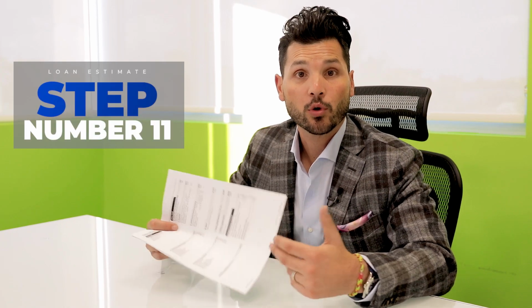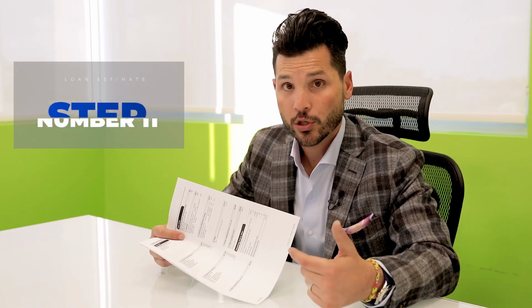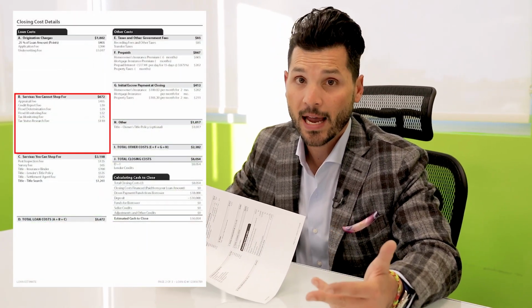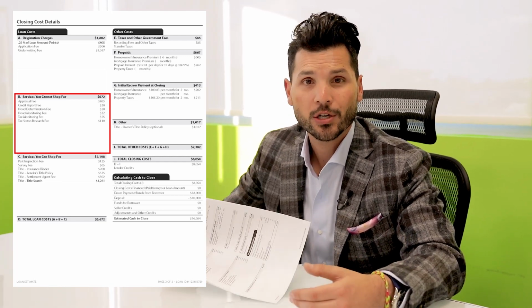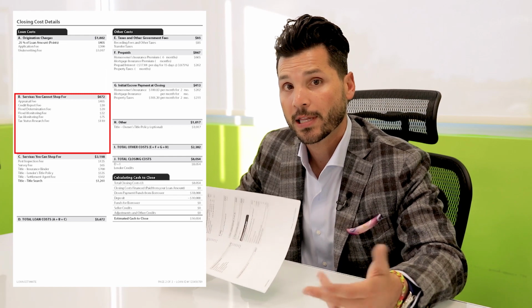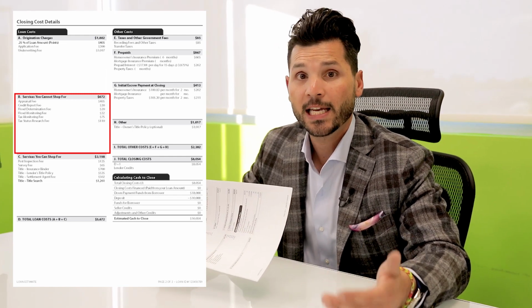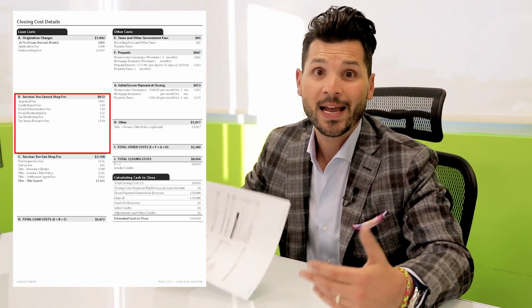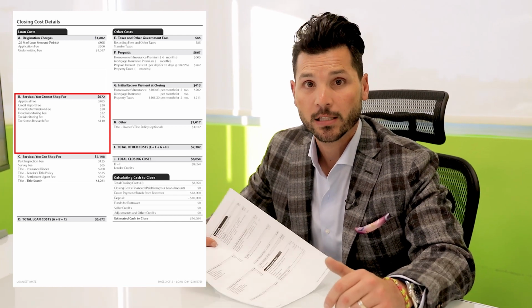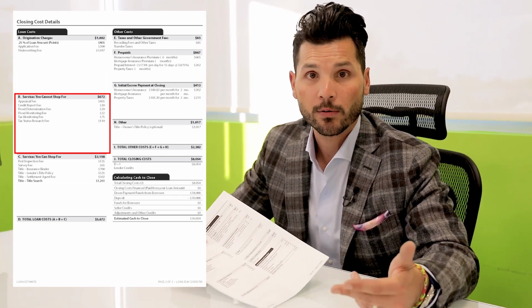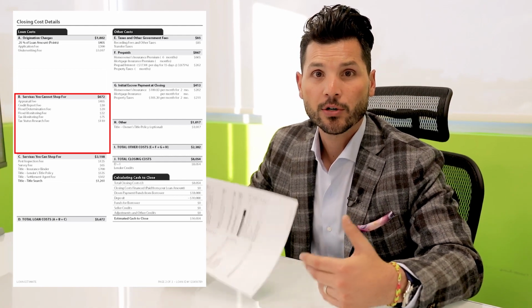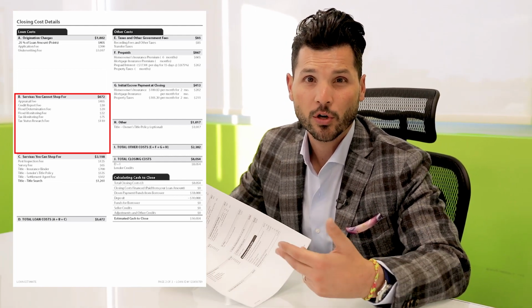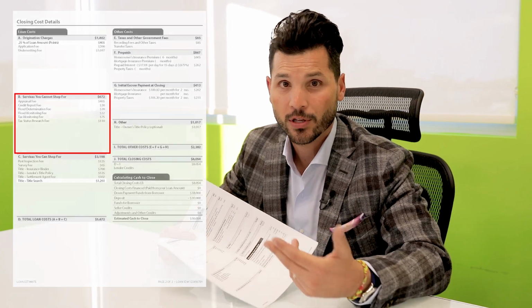Let's move on to number 11. Section B, page 2 of the loan estimate, services that you cannot shop for, which are really just miscellaneous third-party charges, such as the appraisal, which will help determine that the value of the property is equal to what your purchase price is, and then determines exactly what's being lent upon. It also includes a credit report, tax service fee, credit monitoring fee. Different lenders and different services are provided, which can cause these fees to vary from one lender to the next.